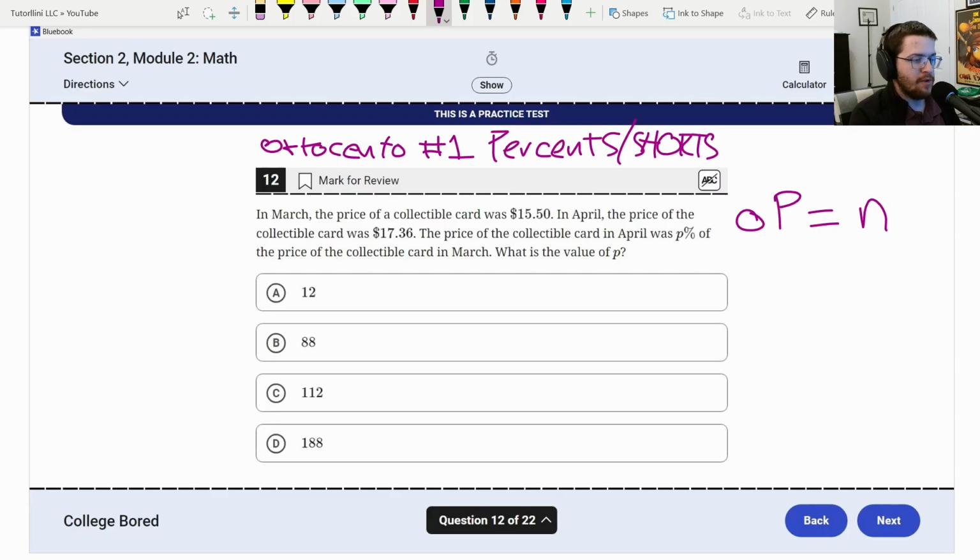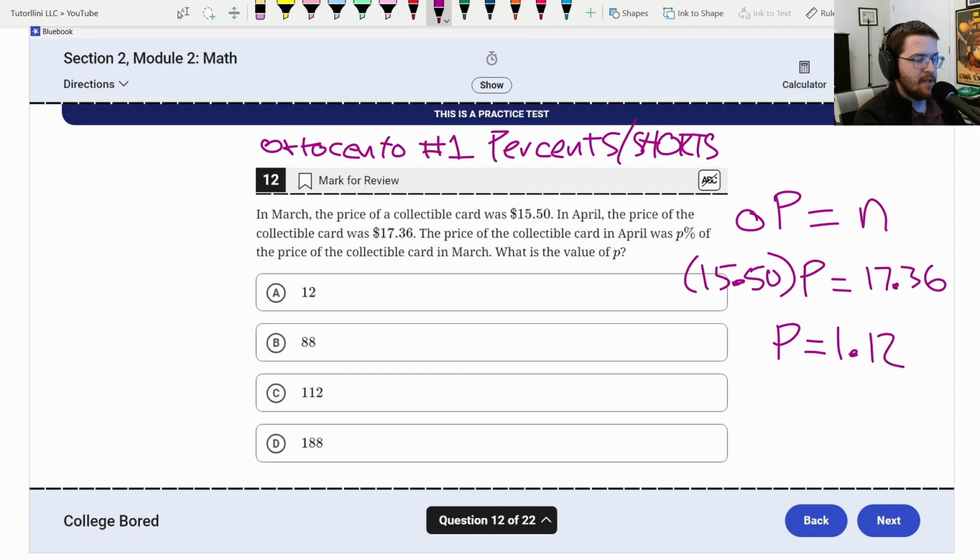So the old price was $15.50. The percent we don't know. And the new is 17.36. I'm going to solve for the percent multiplier, the p. We divide both sides by 15.50. And I get a p of 1.12. So now this is really important. This is where most people watching this probably got this wrong.